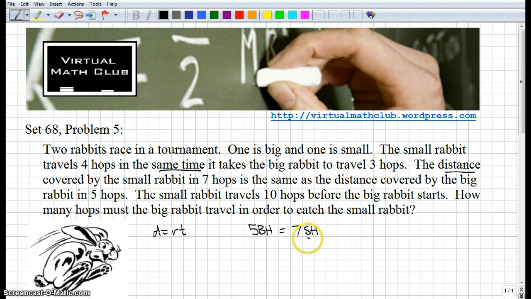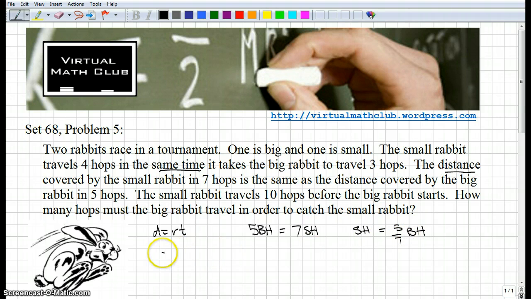So I've got to convert the distance that the small rabbit travels in terms of big hops. Okay? Because I really would like to be consistent in the units that I use. So I know that a small hop is equal to 5/7 of a big hop. Okay? That makes sense? Alright, so when I'm doing this problem, I'm going to measure things in terms of hops. And my unit of measure is going to be the big hop. But I'll have to convert any small hops into big hops by this factor, 5/7, because a small hop is 5/7 of a big hop.